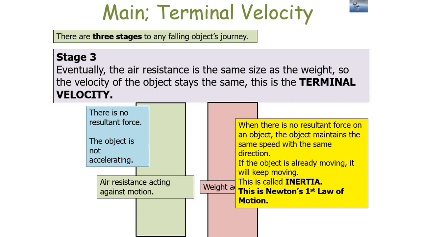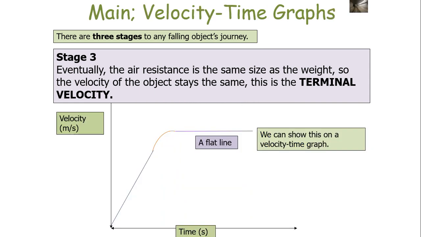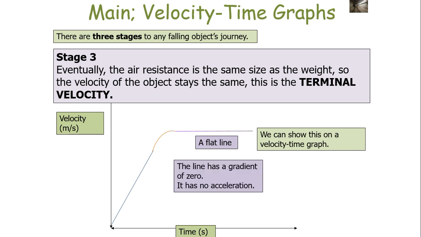Now when there's no resultant force, an object maintains a constant velocity. That again is Newton's first law of motion, just said in a different way. So we can show it on the velocity time graph now because we've got a flat line. Now what does the flat line mean? Well, the line has a gradient of 0, so there's no acceleration.